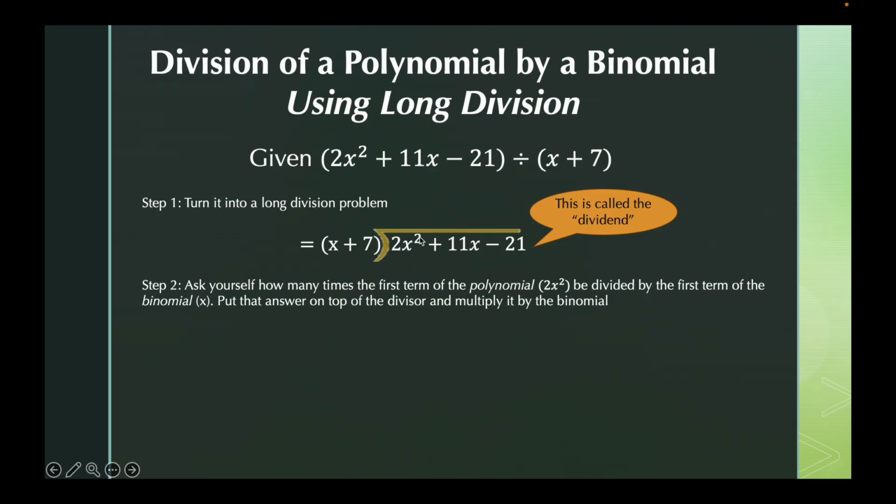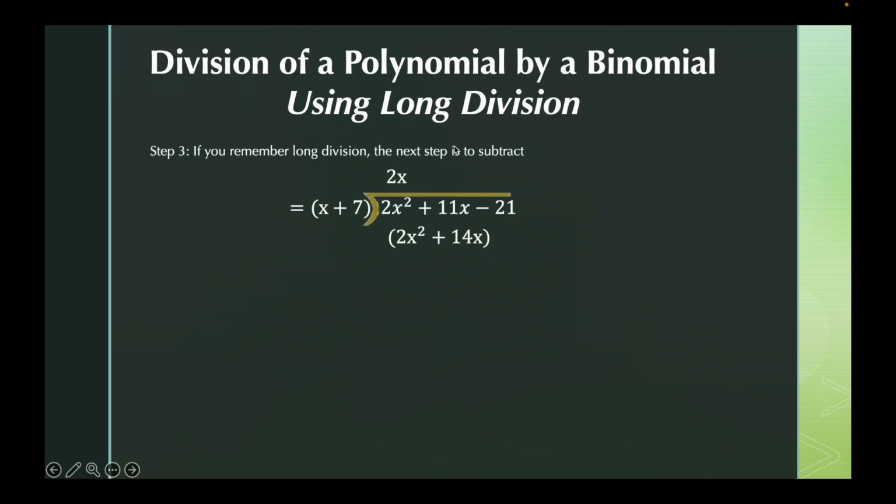And then when you know that answer, you're going to put it on top of the division symbol. In this case, I know that if I did 2x squared divided by x, I would get 2x. So that's one way of doing it. I have 2x going on the top, but then you have to remember, just like what you did when you do long division with regular numbers, you do have to multiply these two together. When you multiply 2x times x, you get 2x squared, and then 2x times 7 gives you 14x.